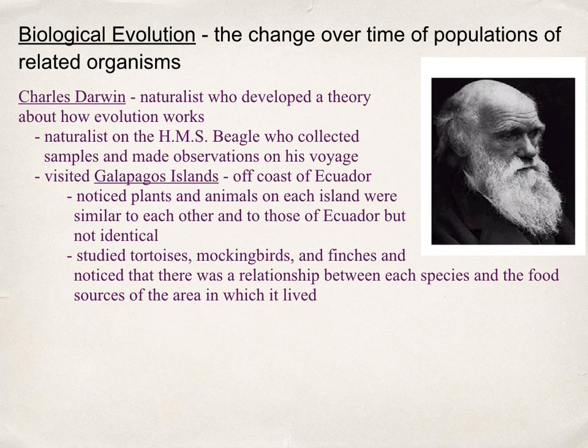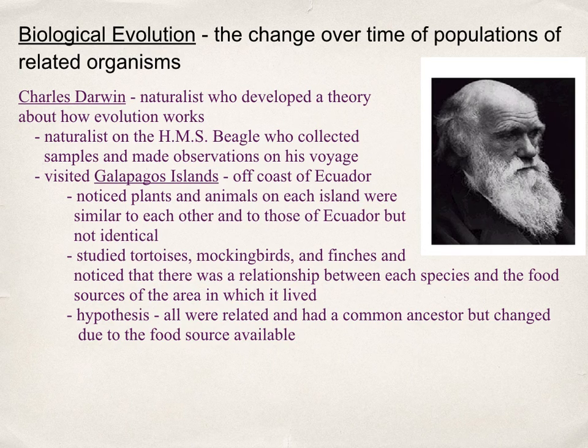During this time, he studied some tortoises and mockingbirds and finches, and he noticed that there was a relationship between each species and the food sources of the area in which it lived. One of the big differences was with the finches. He noticed that the finches had different shaped beaks based on what food was available for them to eat on the specific island it was on or on Ecuador.